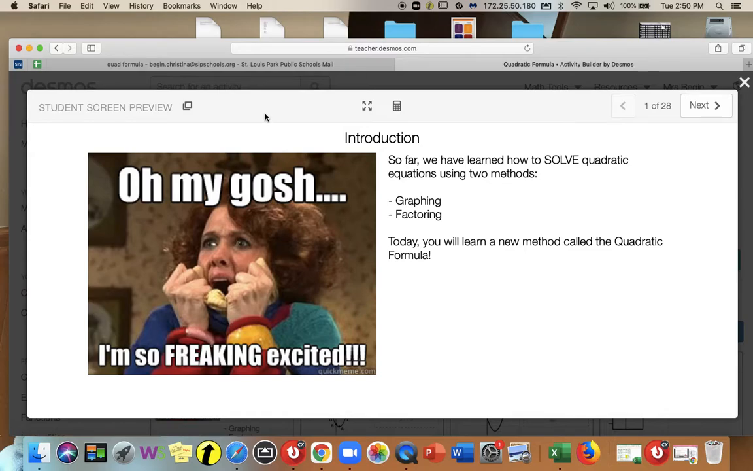Today we're going to start our two-day intro to the quadratic formula, what it is, and then what it's used for. So we'll have this Desmos activity, and it'll be linked in Google Classroom. And here's the intro. So far we have learned how to solve quadratic equations using two methods, graphing and factoring. Today you're going to learn a new method called the quadratic formula.